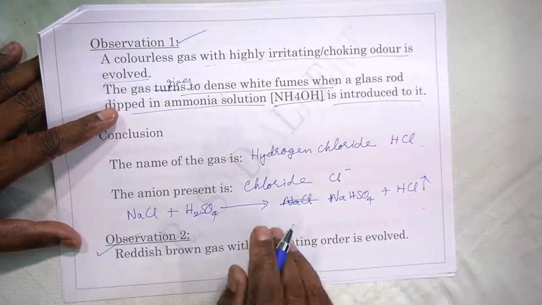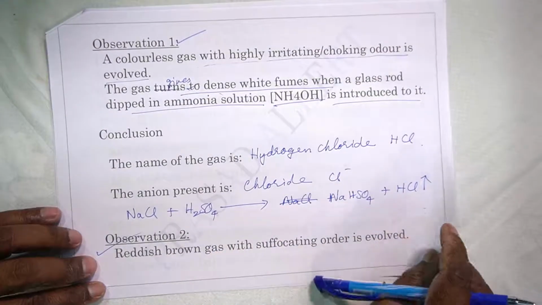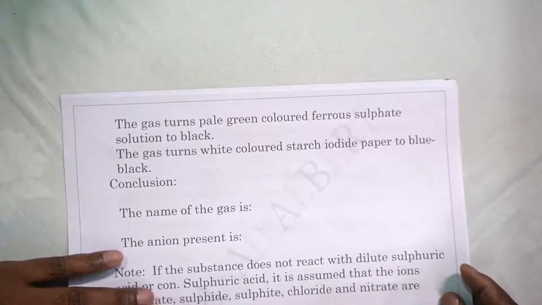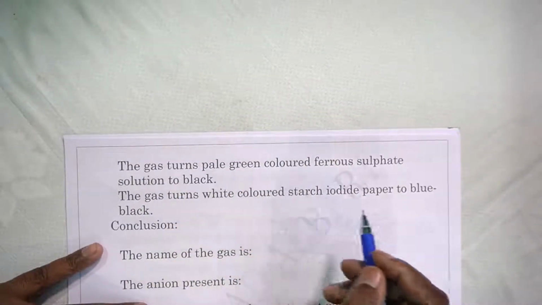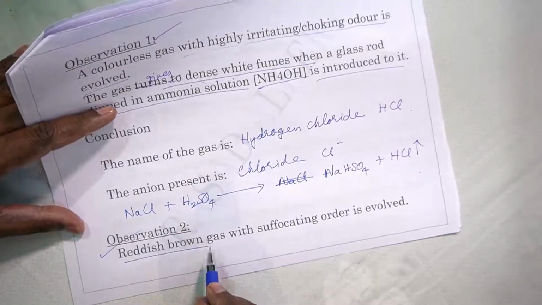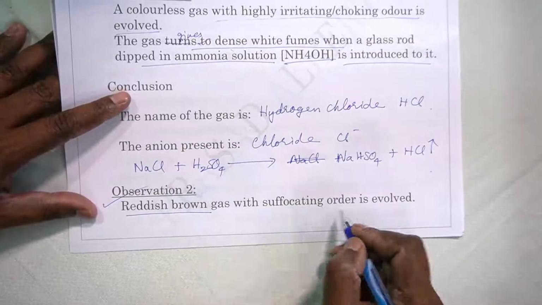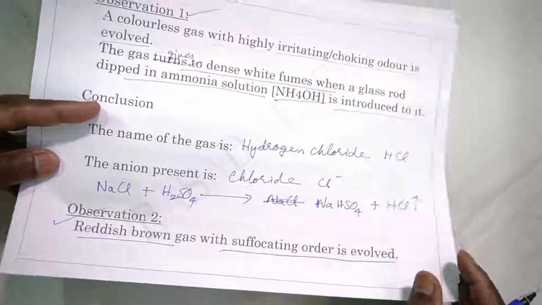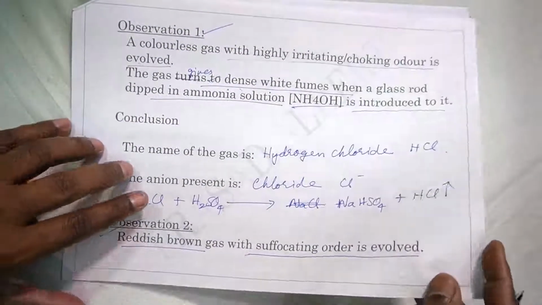Now the other observation possible when you add concentrated sulfuric acid to the salt and heat is, if it is not a chloride, then another possibility is that a reddish brown gas is evolved. A reddish brown gas with a suffocating odor. This also chokes your respiratory system. A reddish brown gas with suffocating odor is the second possibility.